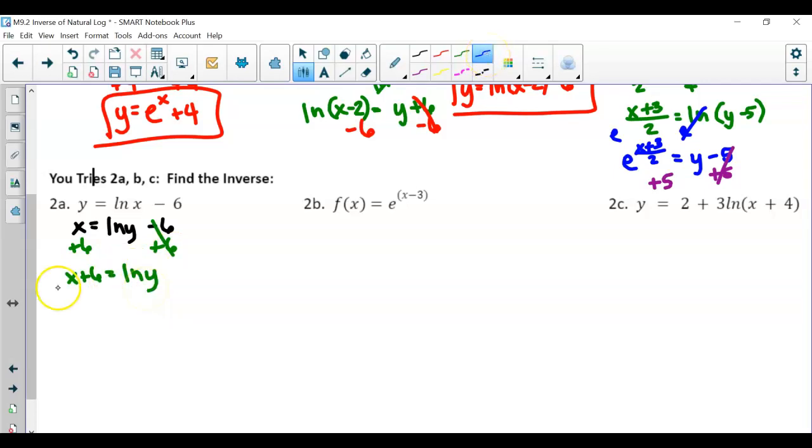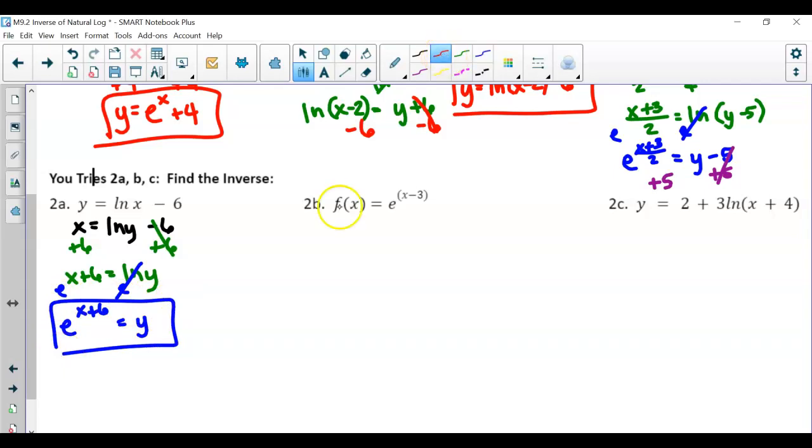Now we can get the inverse and use that exponential function, raise both sides. So this is e to the x plus 6, which is equal to, canceling each other out, and so you're now just left with y. Now notice y was already by itself, so this is the inverse function.